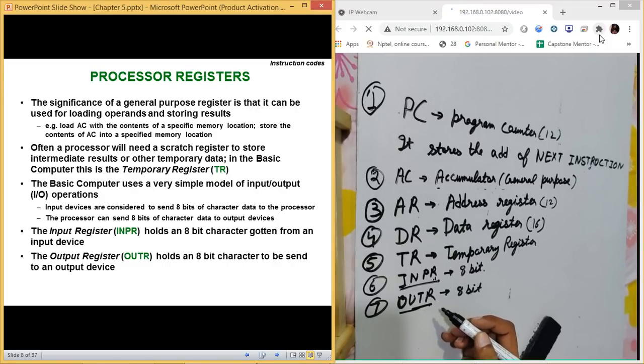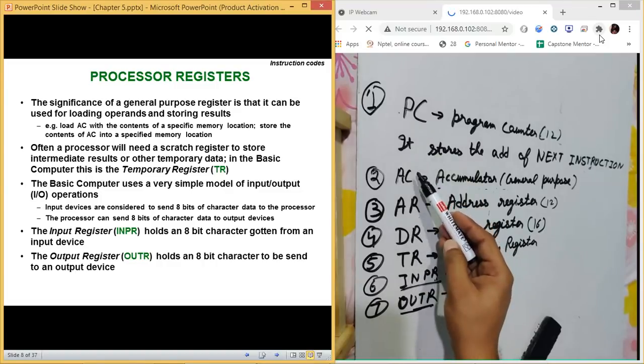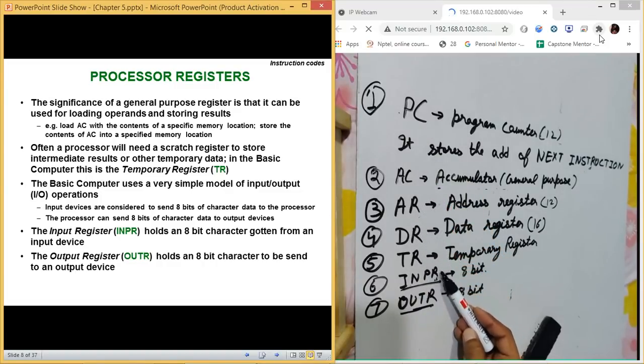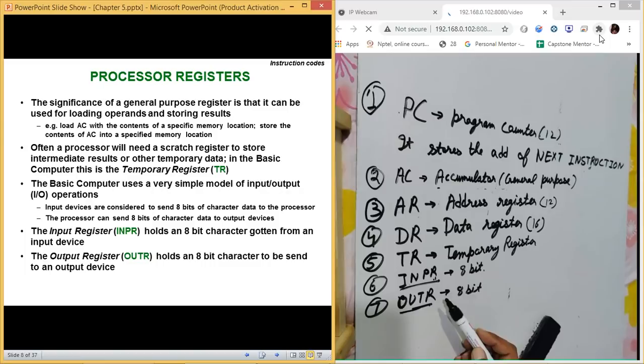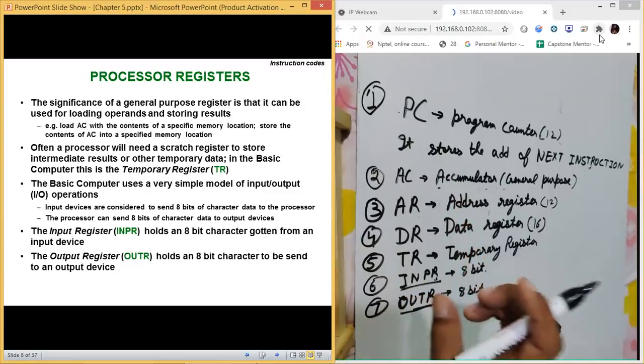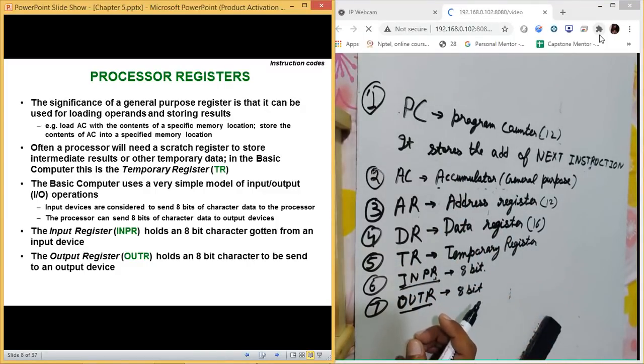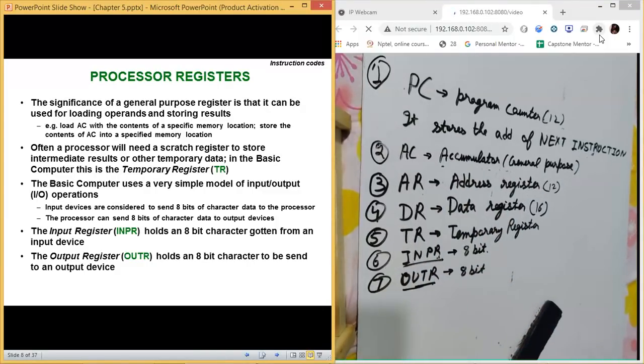Now the registers which we have discussed are PC, AC, AR, DR, TR, INPR, and OUTR. So you need to remember them. Then we have memory. We have MAR, so we will discuss that. Now why I am telling you to remember this, at least you need to know what their functionality is. Now why is it required?